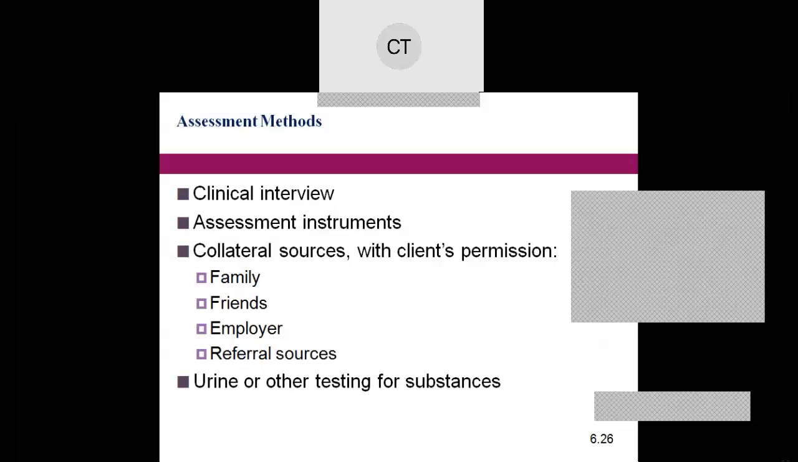How can we make the assessment? We can do it by conducting an interview, a clinical interview. What we call the MSE, that is mental status examination, and other things that we take. Assessment instruments we can use. So clinical means we just ask him verbally. It's like an interview. So in the interview, we can ask about the history, all those things. At the same time, we can also conduct assessment with tools and instruments, like screening tools and assessment tools. Then collateral sources. Collateral sources means other sources from where we can gather information, like family, friends, employer, referral sources.